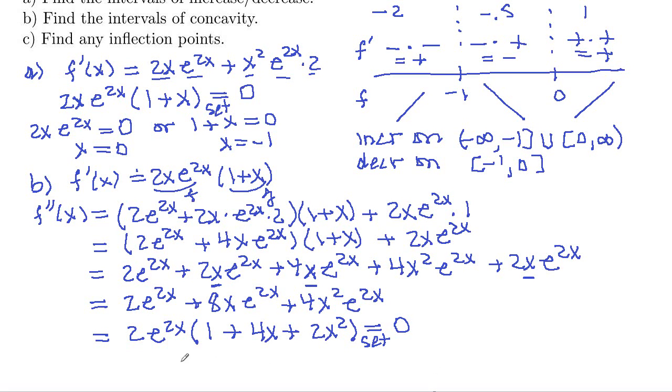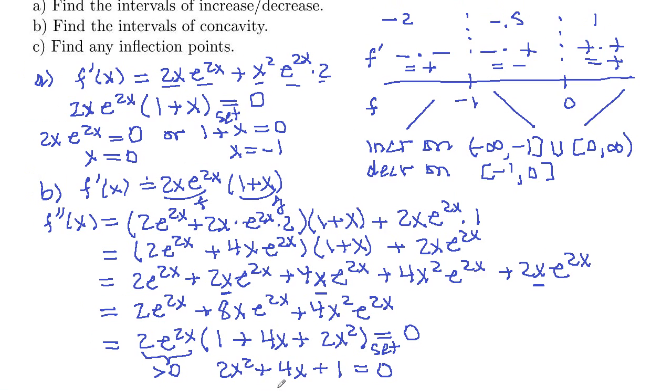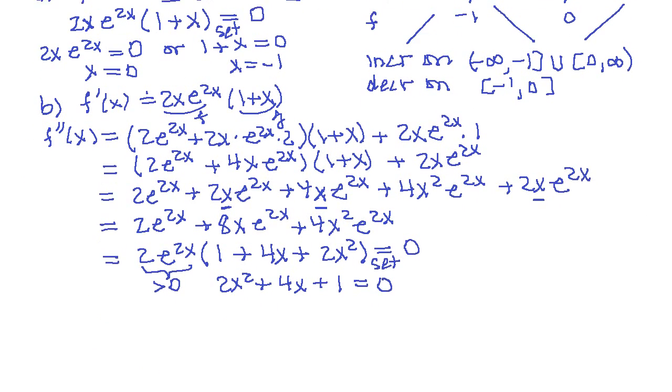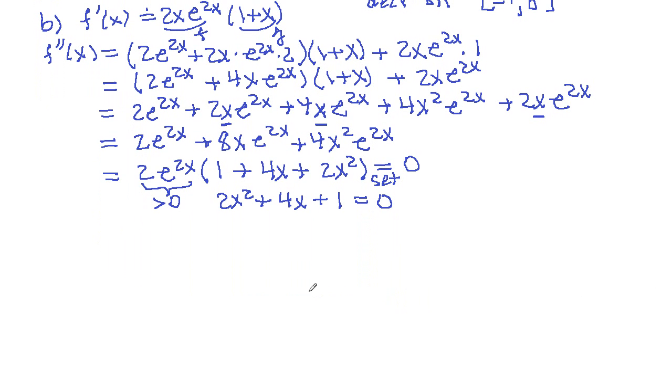Well, this piece can never be equal to 0. This is always greater than 0. So that means that we want to set this equal to 0. So let me bring the 2x squared out in front. So 2x squared plus 4x plus 1 is equal to 0. And then we want to factor that and set each factor equal to 0, similar to what we did up here with the first derivative. Now, it turns out that this does not factor, and that's just the example that I made up. Yours, I believe, will factor in the problem that you have to do. But ours, we have to use the quadratic formula.